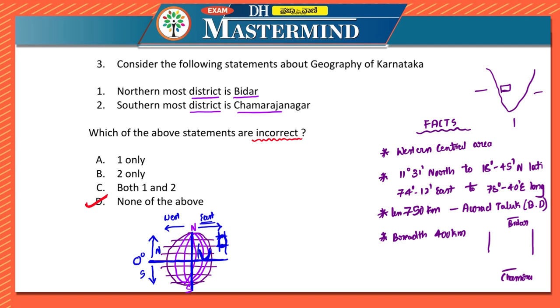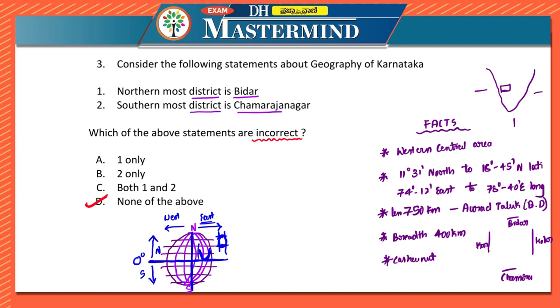When it comes to the western end, you have Karwar in Uttar Kannada district, and then the eastern end is Kolar district, which is Mulbagal Taluk in the Kolar district. Okay, I guess till here it is very clear. Other than this, the basic information is that the state of Karnataka resembles a cashew nut.